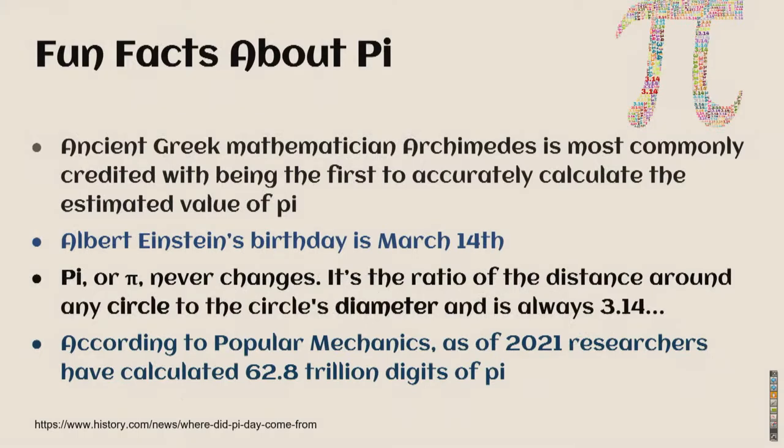Here are some fun facts about pi. Ancient Greek mathematician Archimedes is most commonly credited with being the first to accurately calculate the estimated value of pi. And we're going to talk about what pi is used for. Albert Einstein's birthday is also March 14th. Pretty cool. The symbol pi never changes. It's the ratio of the distance around any circle to the circle's diameter, and it's always 3.14.